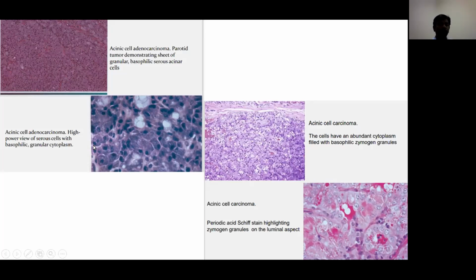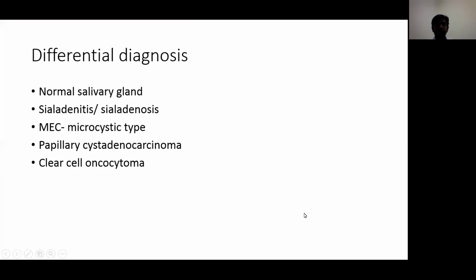Okay, so here also you can make out the cytoplasm having this kind of granules, zymogen type granules, and most of the tumor cells have small nuclei with abundant cytoplasm. Okay, this is typical of acinic cell carcinoma. They will almost look like a normal salivary gland. The differentiation will be almost like a normal salivary gland.